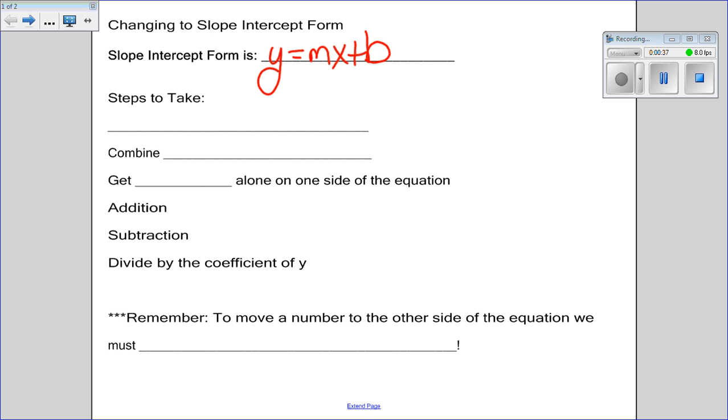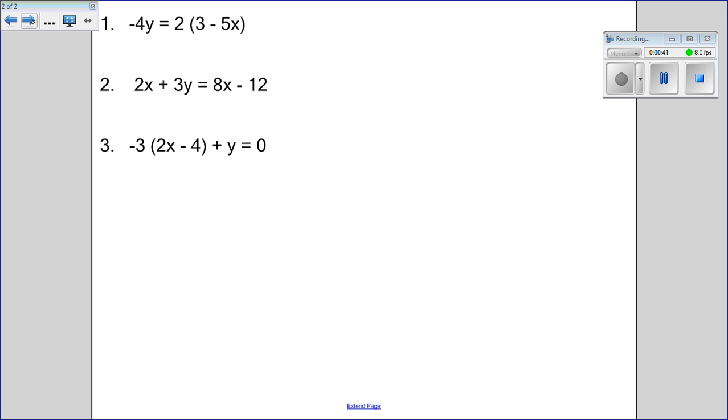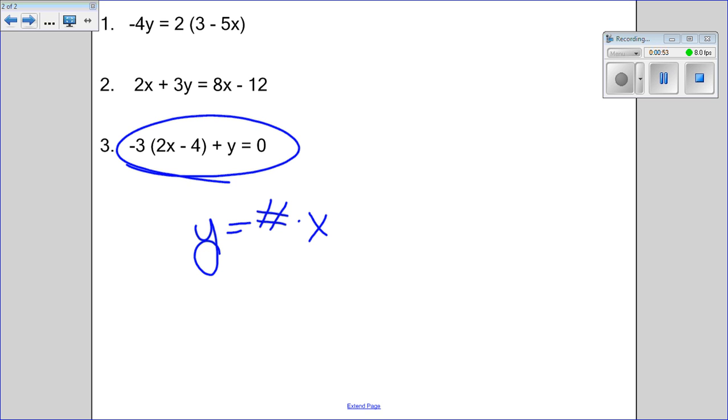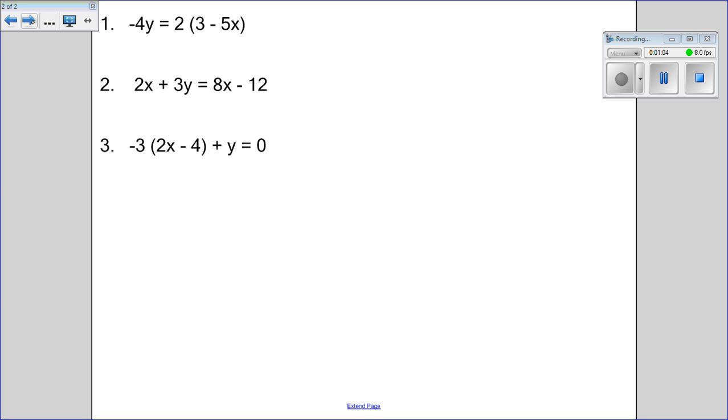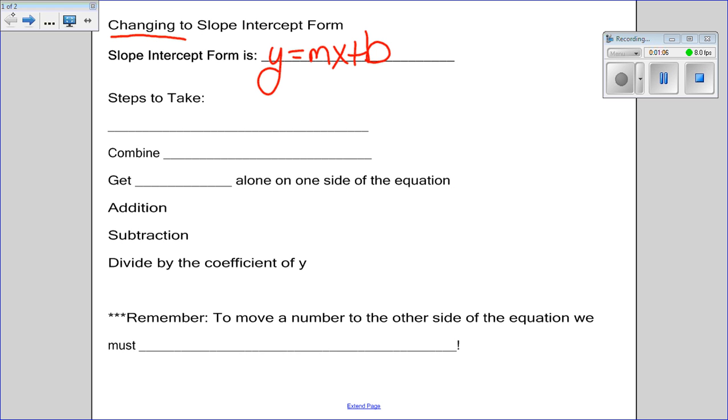So, when we're talking about changing to slope-intercept form, we're talking about when we're given something like these practice problems here, okay? Something that comes to us that doesn't look anything like y equals a number times x plus another number, right? This looks a lot different, okay? So we're trying to figure out how we can get that into the format that we're looking for so we know what we've got. Okay, so the steps to take when you're doing this.